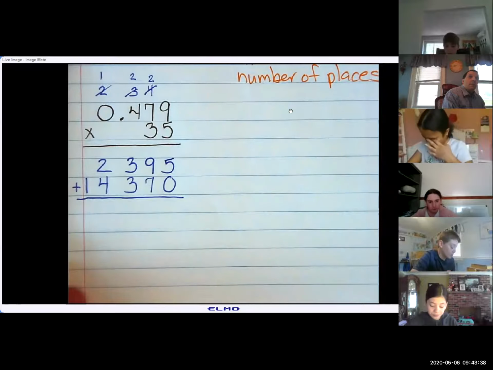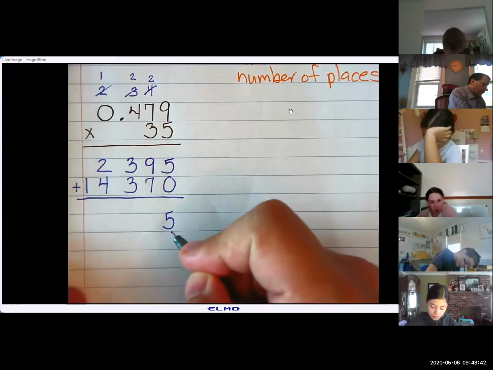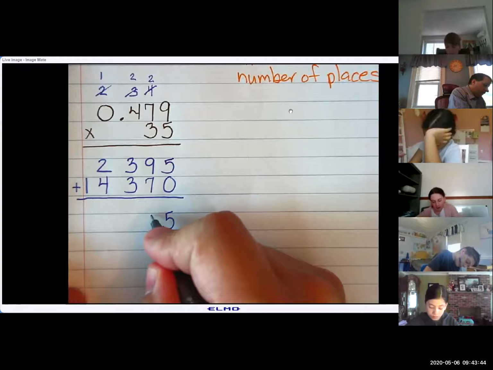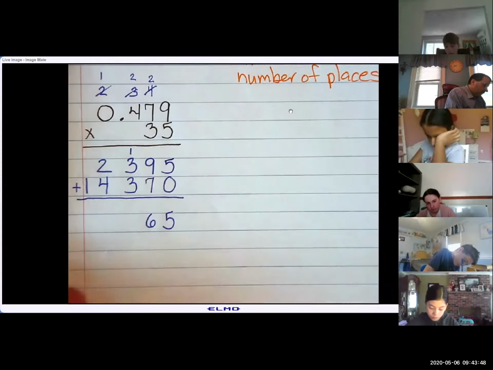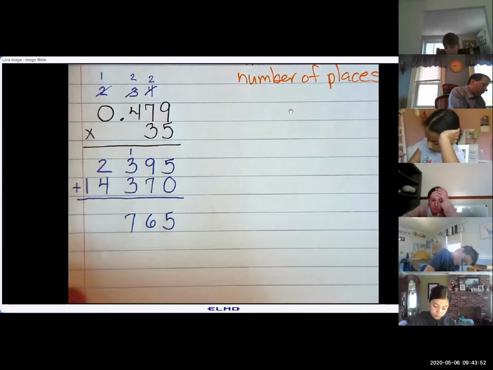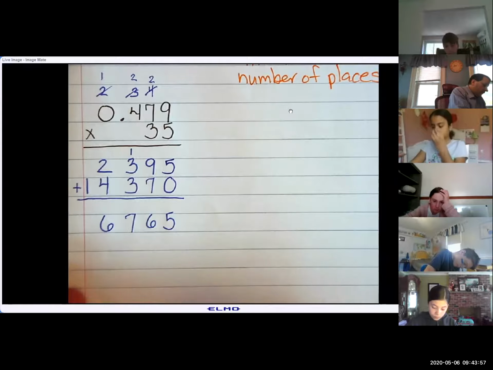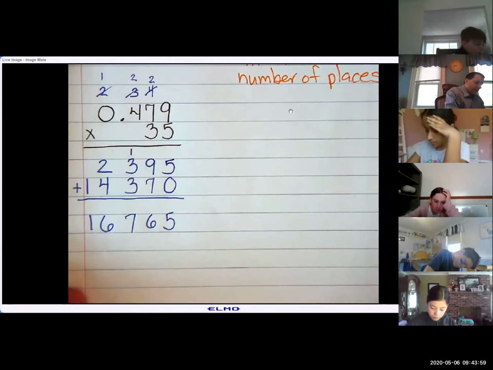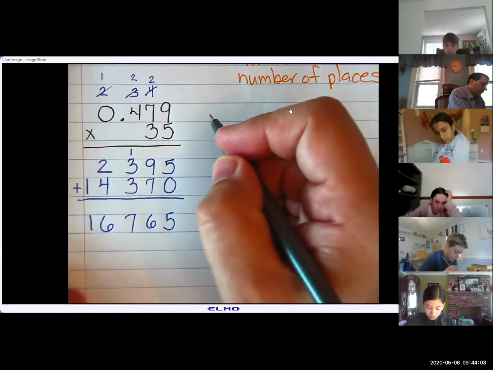And then you add them. 5 plus 0 is 5. 9 plus 7 is 16. 3 plus 3 is 6, plus 1 is 7. 4 plus 2 is 6. 0 plus 1 is 1. Go ahead. And then put the decimal after the 6, right?